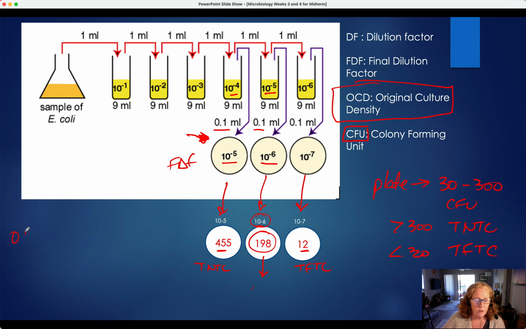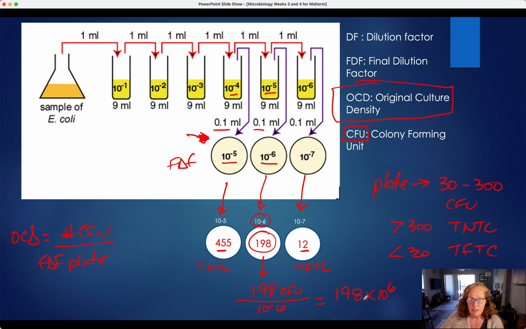Now the original culture density, OCD, the formula is on the previous slide, but the OCD formula is the number of CFU that you counted divided by the final dilution factor of the plate that you counted them on. Now in this case, I have 198 CFU, and I counted them on a plate that has a dilution factor of 10 to the negative 6. In algebra, with 10 to the negative 6 in the denominator, I'm going to move it to the numerator and make my exponent positive. That's just general algebra. So I now have 198 times 10 to the 6.